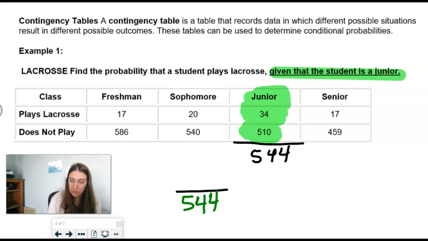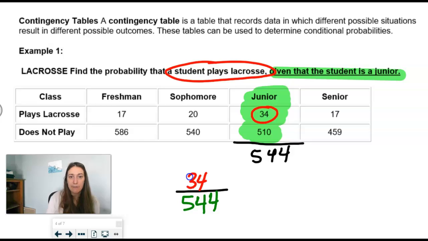Out of those juniors, they want to know the probability that a student plays lacrosse. So does play lacrosse would be these 34. Now that, of course, reduces because they're both even.